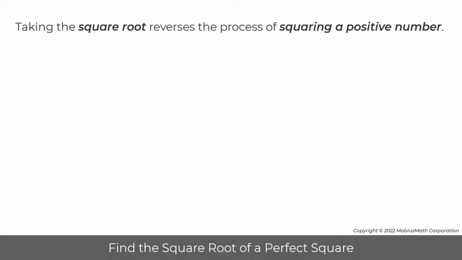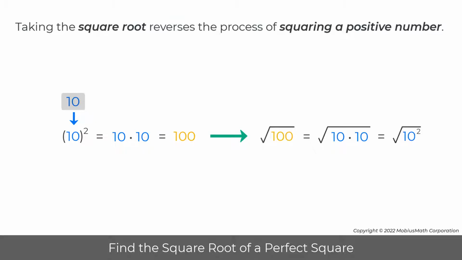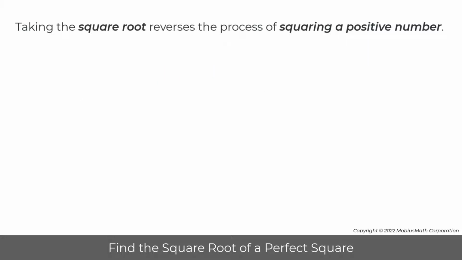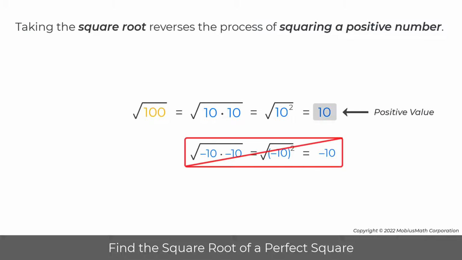In a second example, the positive number 10 can be squared to get 100. Taking the square root of 100 reverses this process to get 10. So, squaring a number and taking the square root are inverse operations when a positive number is squared. Note, by convention, the square root symbol generates only a positive value for the square root of a number.